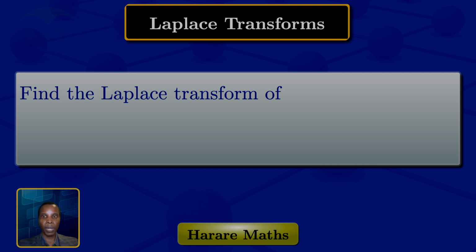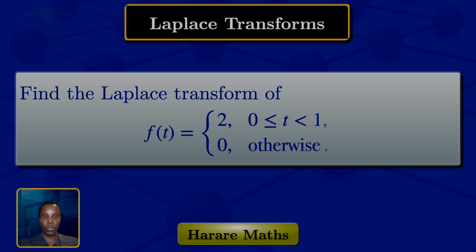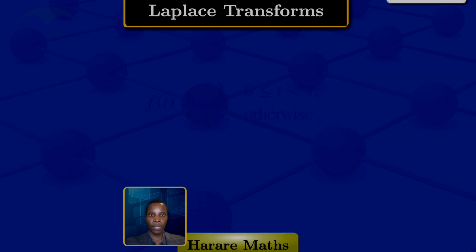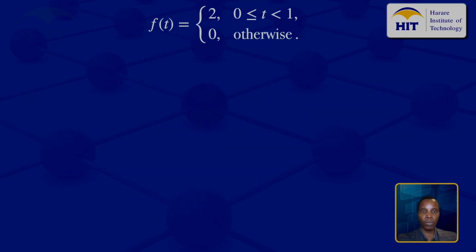I'm going to find the Laplace transform of f of t, which is equal to 2 if t is greater than or equal to 0, but less than 1, and 0 otherwise. So we are given that function there. For us to find that Laplace transform, I will start by drawing the graph of f of t.